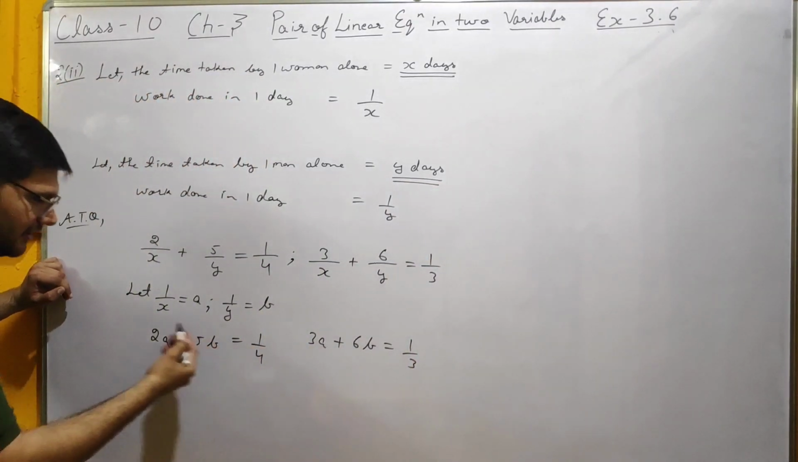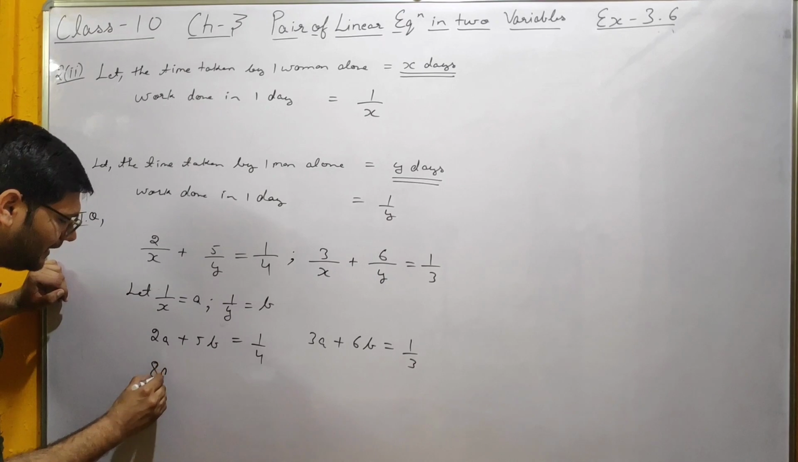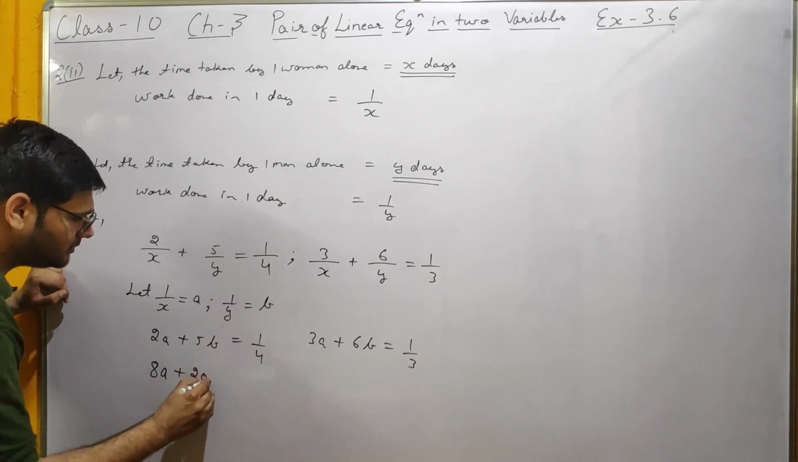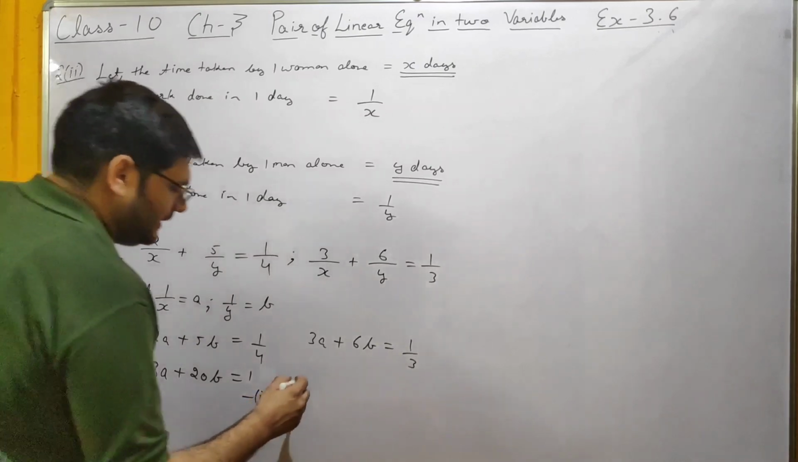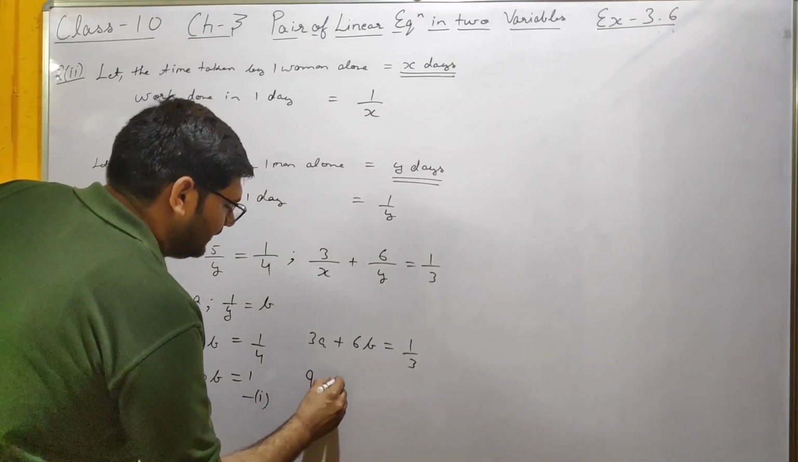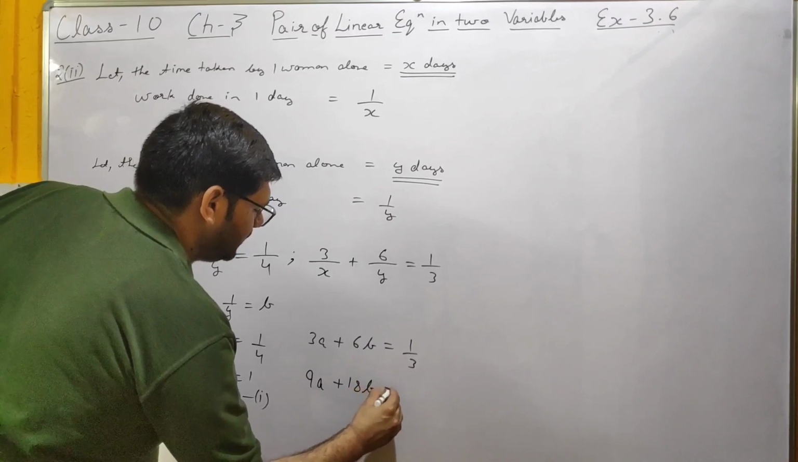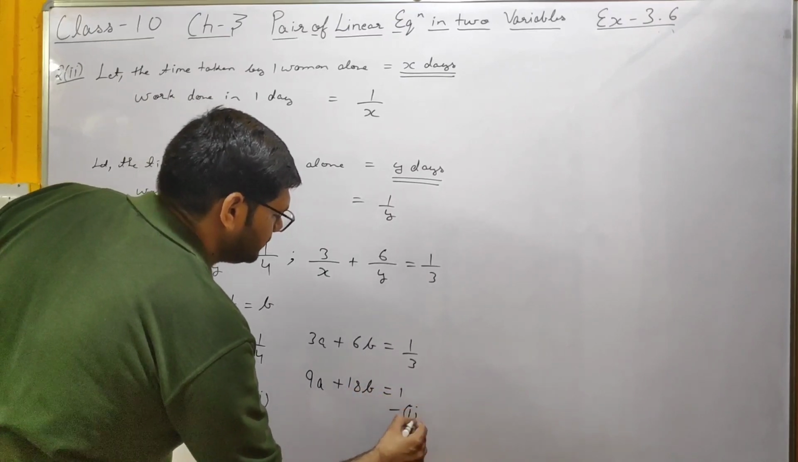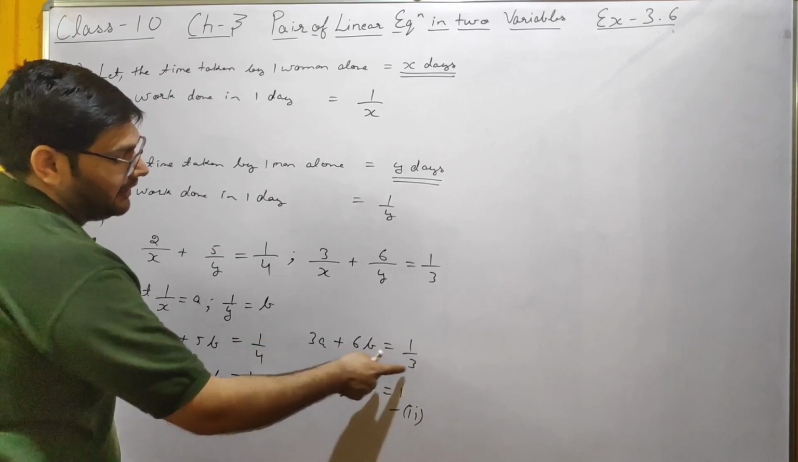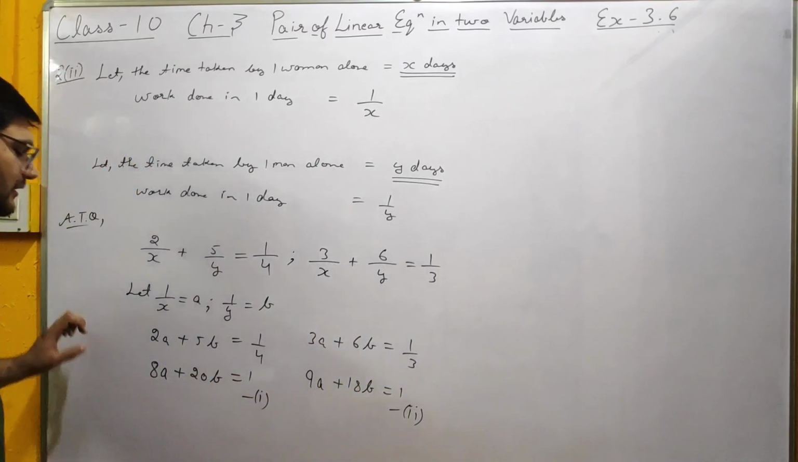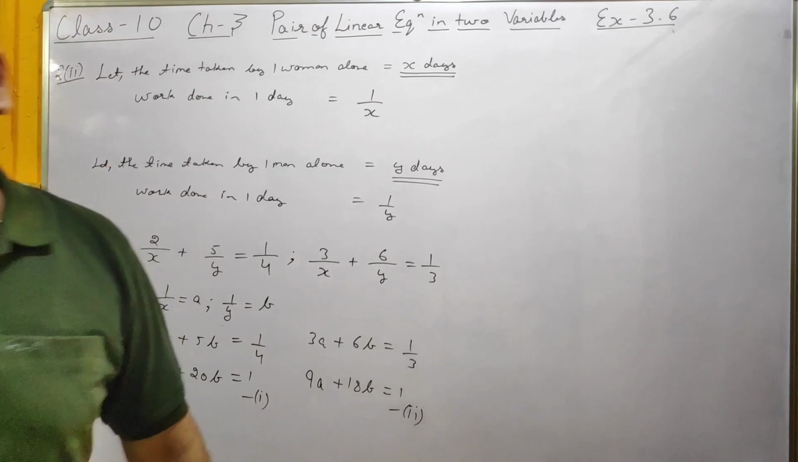So I'll just make the equations for you. 8A plus 20B equals 1. Let this be the first equation. 9A plus 18B equals 1. This is the second equation. Why? Because we cross multiplied: 3 is multiplied by 3 and 3 is multiplied by 6 also. Alright, so solve them and find the values of A and B.